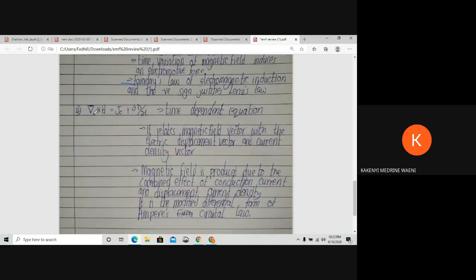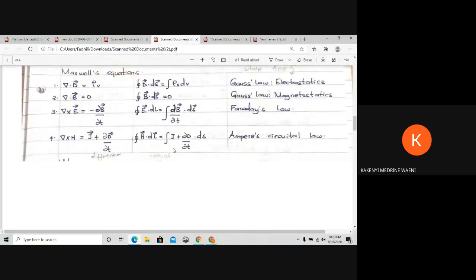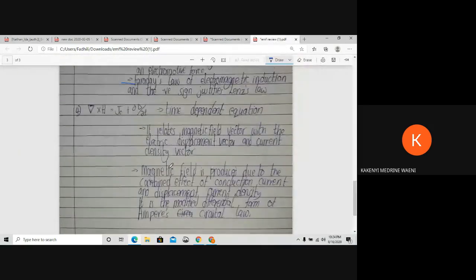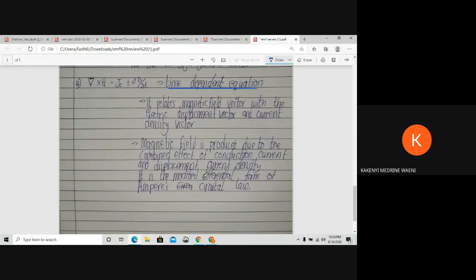Yes. Then the fourth equation, this one is Ampere's circuital law, which states the relationship between the current and the magnetic field. It is the time-dependent equation, first of all, and it relates the magnetic vector with the electric displacement vector and current density vector. Magnetic field is produced due to the combined effect of conduction current and displacement current density. It is the modified differential form of Ampere's circuital law.